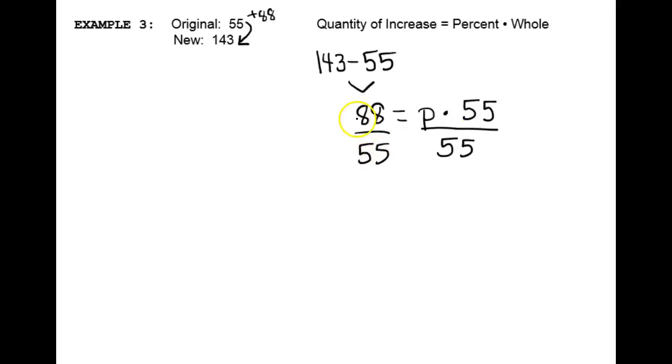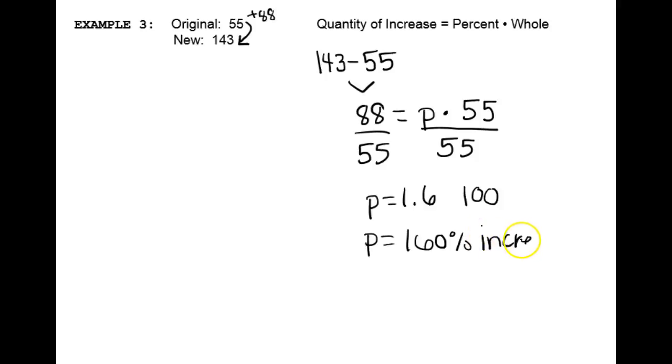Now I can tell right here that my percent is going to be over 100 because my part is bigger than my whole. So I should have over 100%. So on your calculator, do 88 divided by 55, and you should get 1.6. So that's as a decimal. So to change it to a percent, I'm going to multiply by 100. So this would be 160% increase.